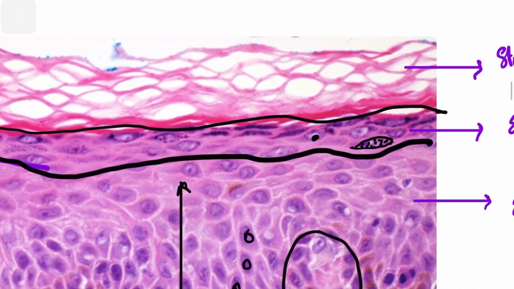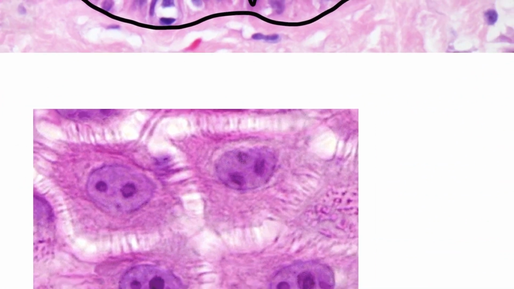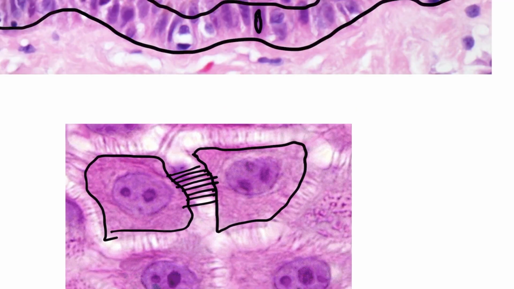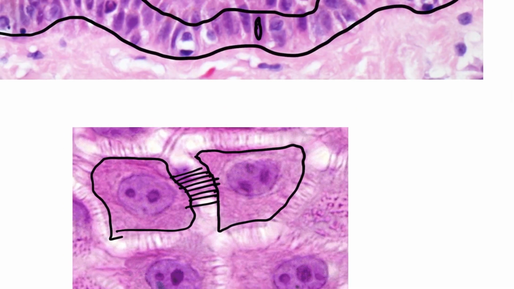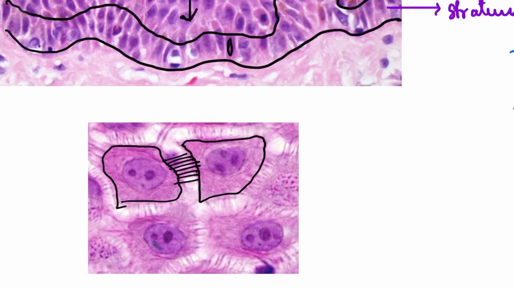So if you see the cells between the keratinocytes in the stratum spinosum layer, you would see these spines. Okay, this is a keratinocyte and another keratinocyte. In between these keratinocytes, you see these spines. These spines are called the desmosomes. Okay, these bind the adjacent keratinocytes to each other.